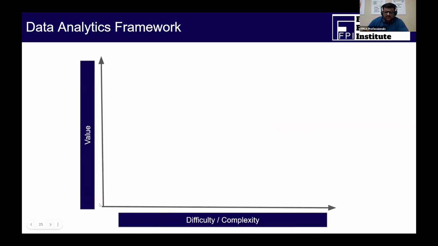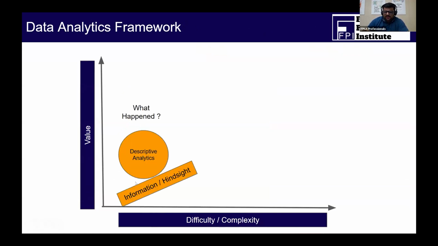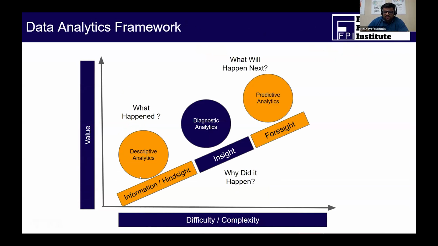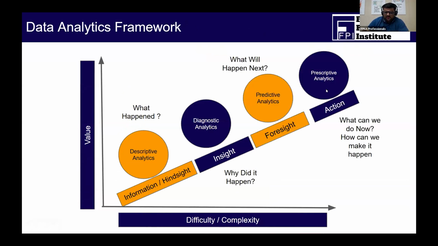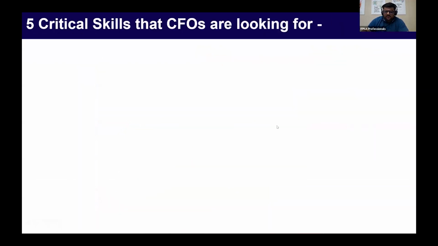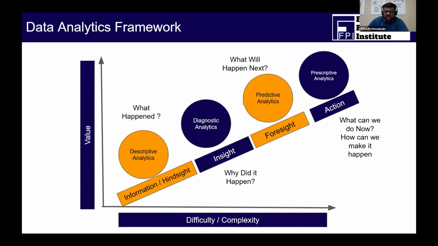Again, I'll just quickly recap. On the left side, you have the value. On the right side, you have the difficulty or complexity. As you go from descriptive to diagnostic to predictive to prescriptive, the value that you provide to the business increases, and the difficulty also increases. So that was a little bit on the different stages of data analytics, going from descriptive to diagnostic, diagnostic to predictive, and then predictive to prescriptive.